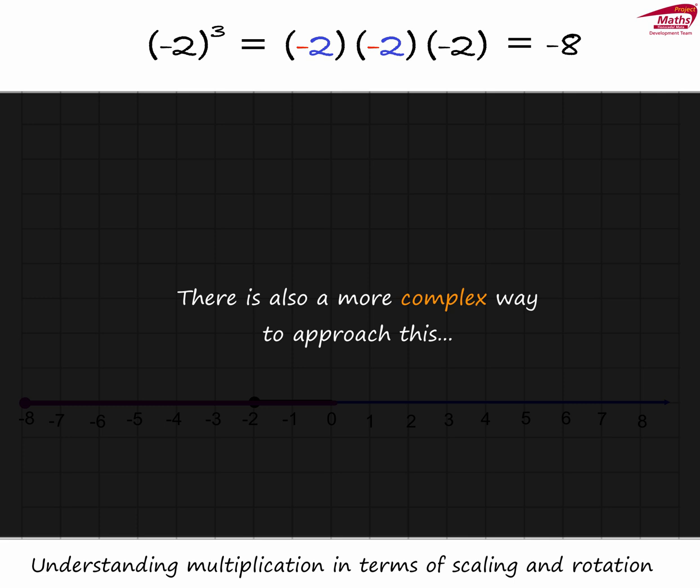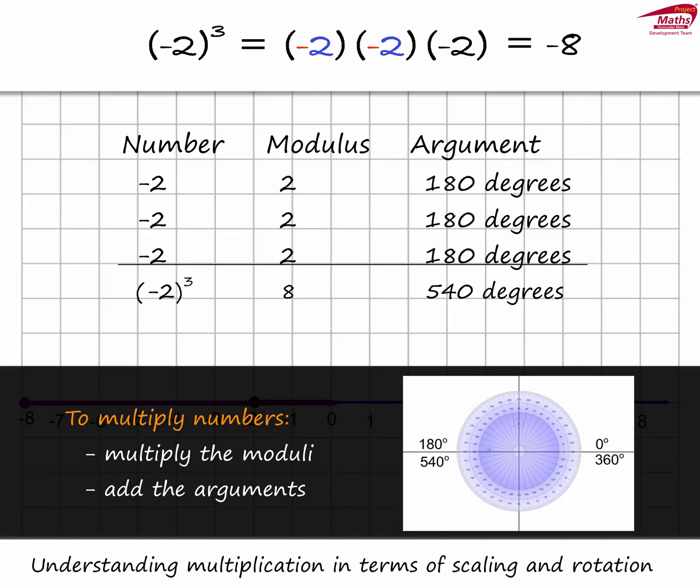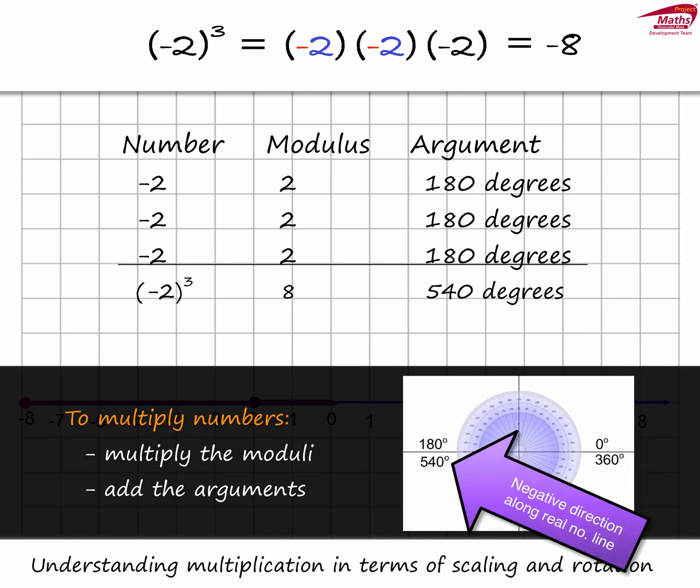There is a more complex way to understand this, relating to complex numbers on the Leaving Cert course. Negative 2 has a modulus or a size of 2. It has an argument of 180 degrees. In other words, it points in the negative direction of the real number line. If you multiply the moduli, 2 by 2 by 2 gives us 8. This is the same size as our answer, negative 8. And if we add up the arguments, we get 540 degrees, which is also pointing in the negative direction of the real number line, giving us a negative number 8.